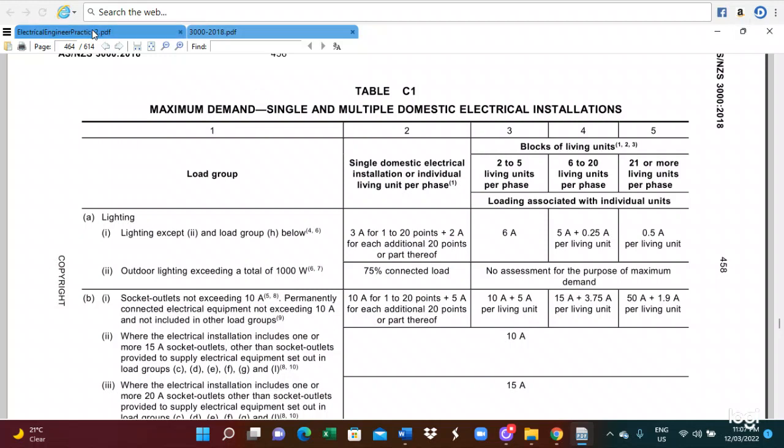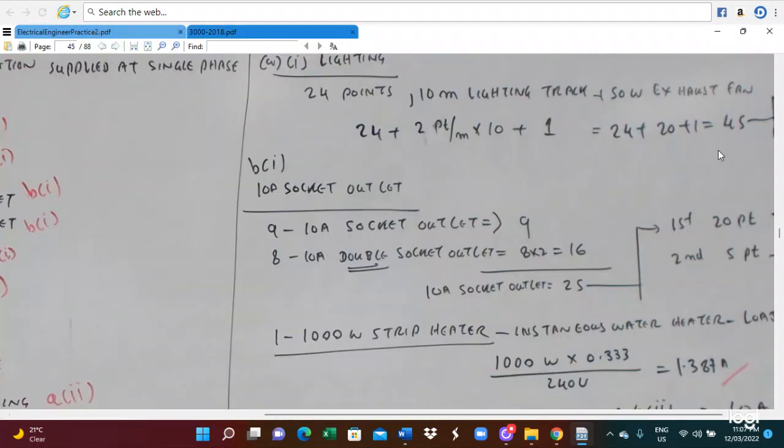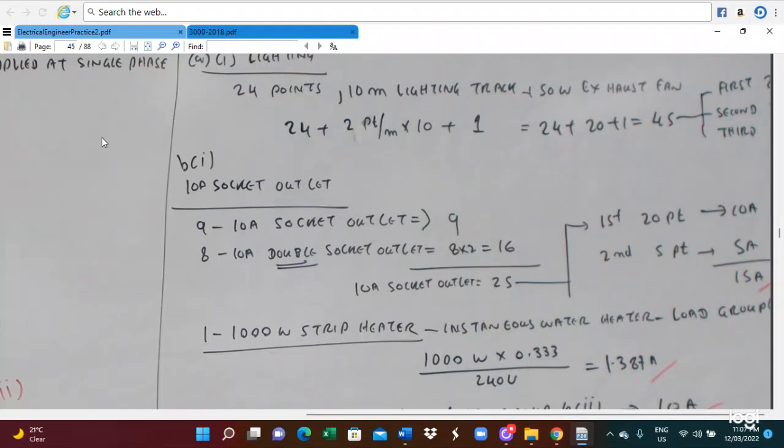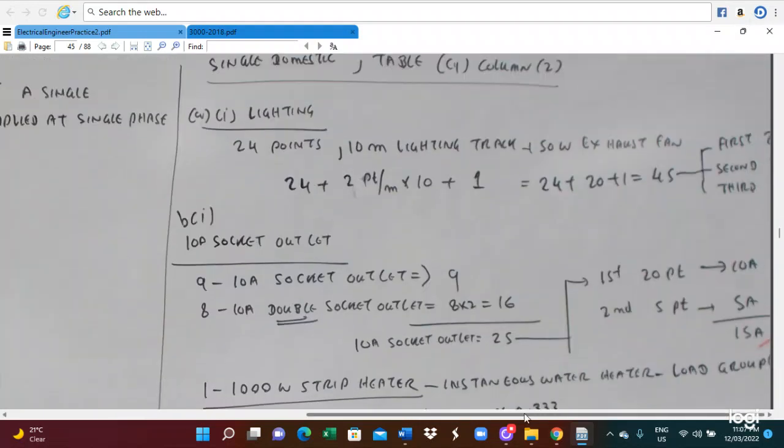So how much current will there be? First 20 points is 3 ampere. Second 20 points is 3 ampere. And the final 1 point is 1. So this is 45 ampere. This is the way we calculate it. So maximum demand is 45 ampere. Okay, this is how we calculate the maximum demand.